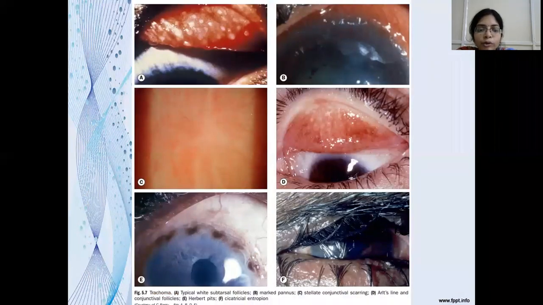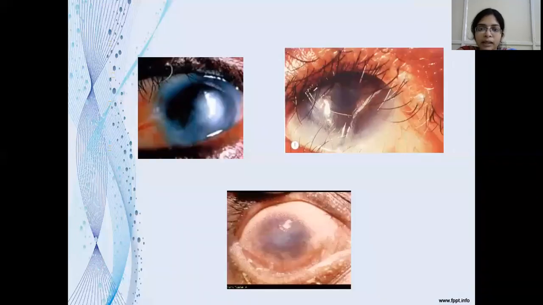Now, again, these are a few common pictures. The first picture shows follicles. The second picture shows a pannus. The third picture shows scarring. The fourth picture shows an Arlt's line. And then you have Herbert pits, and obviously it is entropion in the last picture. The last picture is so typical, it's an entropion, okay? Now, again, similar pictures. There is trichiasis, there is corneal opacity, and also a severe corneal opacity picture.